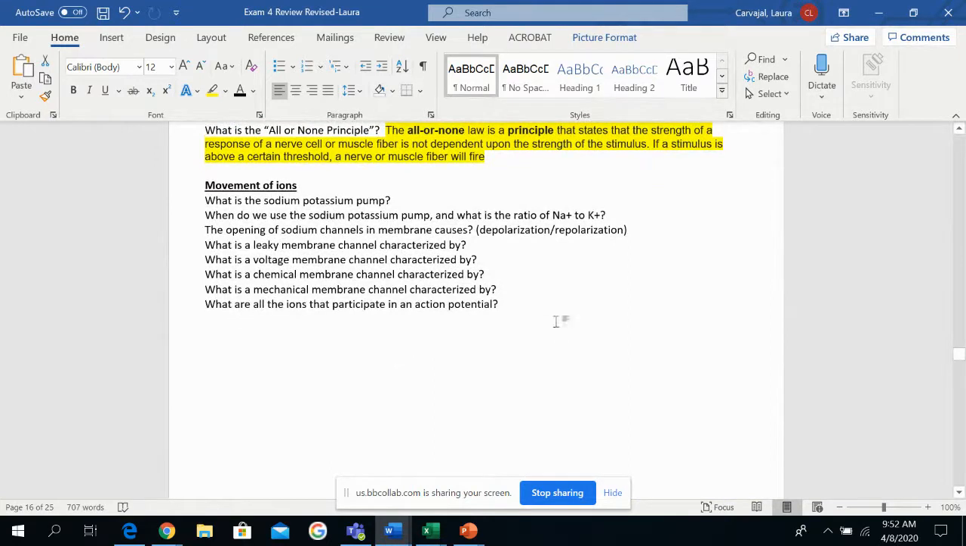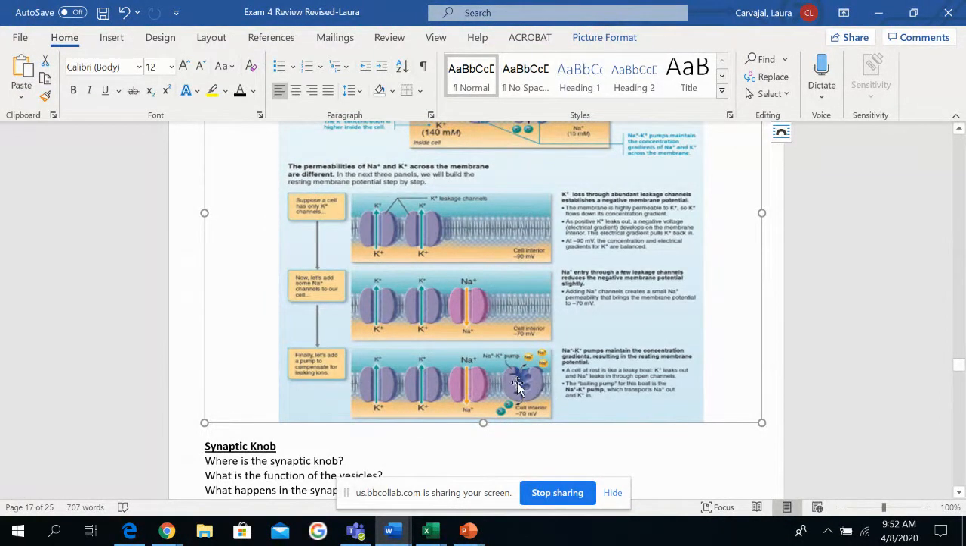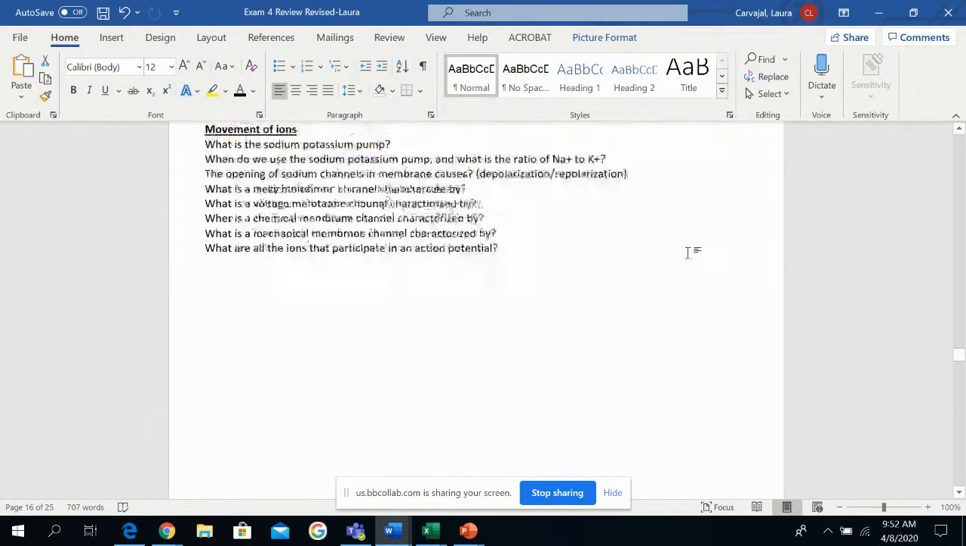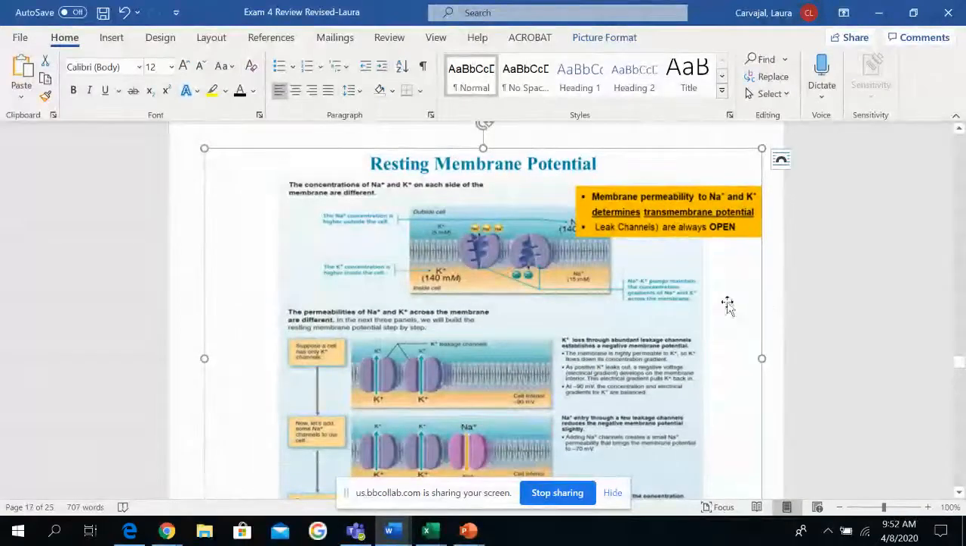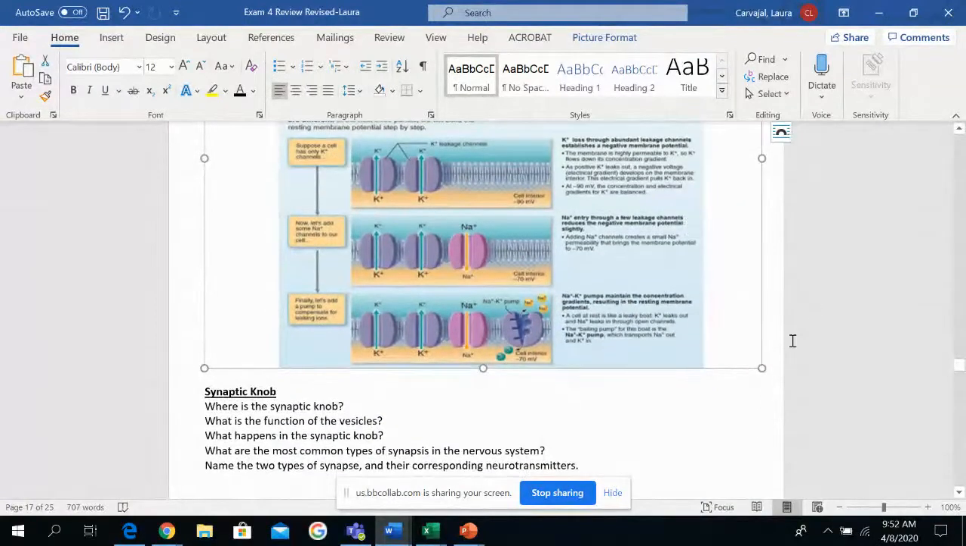What is a mechanical membrane channel characterized by? A mechanical membrane channel is basically a membrane channel that opens and closes, like it has a movement, and that's pretty much it. Depending on what ions it binds to, it either moves to the extracellular space or the intracellular space, kind of like our sodium potassium pump. What are all the ions that participate in an action potential? We have sodium and potassium. Those are the ones that participate there.